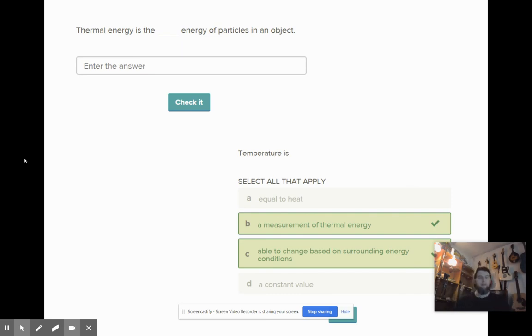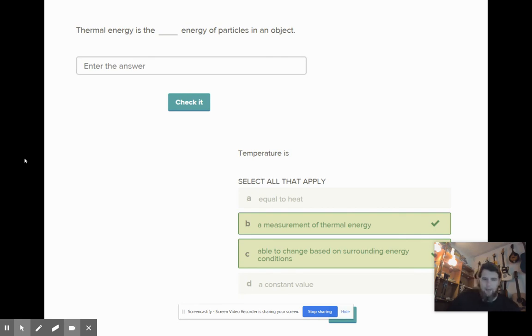And then you have a couple that are select all that apply. So if it says temperature is, you have to read each one and say, does this apply to temperature or does it not? So is temperature equal to heat? No, not really. Temperature is just measuring the amount of thermal energy. And so that second answer, B, temperature is a measurement of thermal energy. Yeah, it is. And so we'd want to click that one.